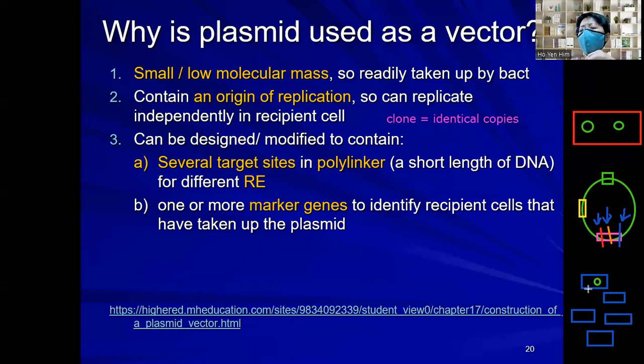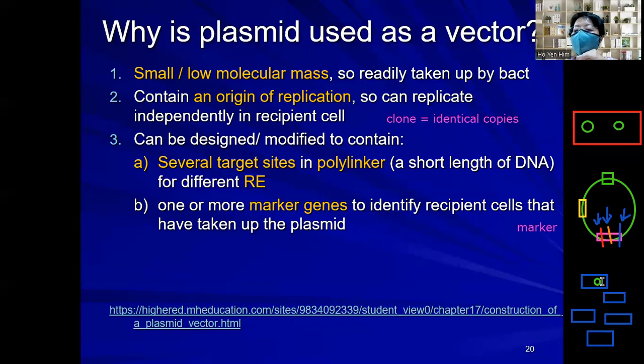So how do I know that this bacterium has taken up this plasmid here? Because I have inserted this additional gene into the plasmid, and this additional gene is called the marker gene. So when it's inside this bacteria, when this gene is being expressed, it will produce a product that, for example, will fluoresce. Let's say you produce a protein that will fluoresce under UV. So when I shine UV light on all these bacteria here, which one will fluoresce?